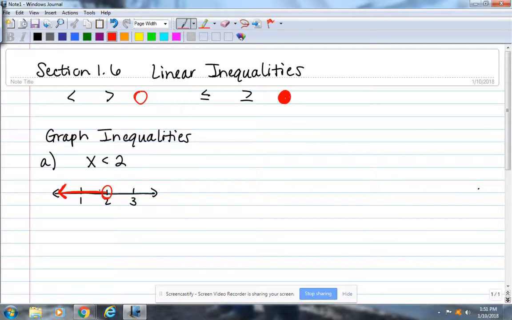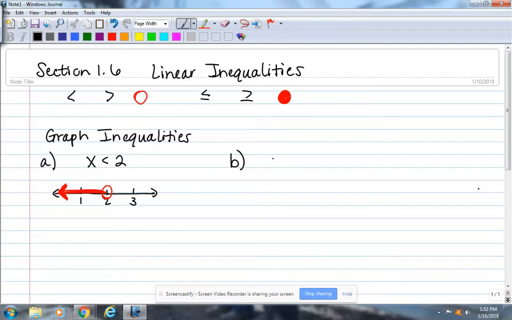I don't care how bold you make your arrow, just make sure it's bold enough that I can tell whether you mean left or right. So if you're graphing an inequality, that's what you do. Your number is your boundary. Decide if you need an open circle or closed circle. If it's less than, you go left. If it's greater than, you go right. Okay? So let's do one more example.